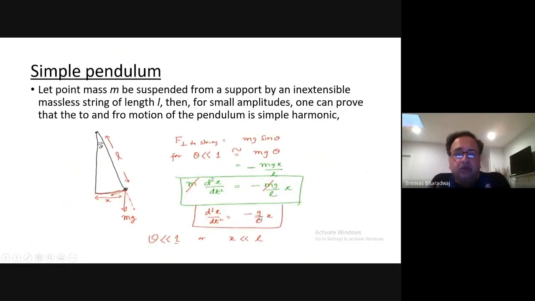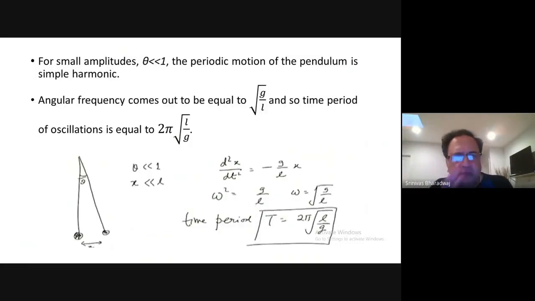Now the square root of g over l equals omega, and omega equals 2 pi by T. So that's the basics, and therefore T equals 2 pi times the square root of l over g. So you first find out what omega is, and then you're all set in solving all these problems. Omega square equals g over l, and 2 pi by T equals root of g over l.